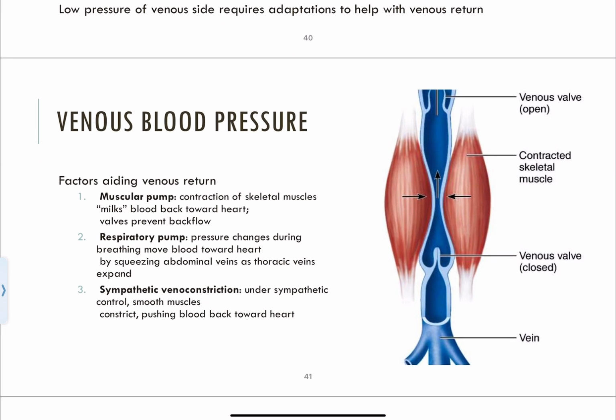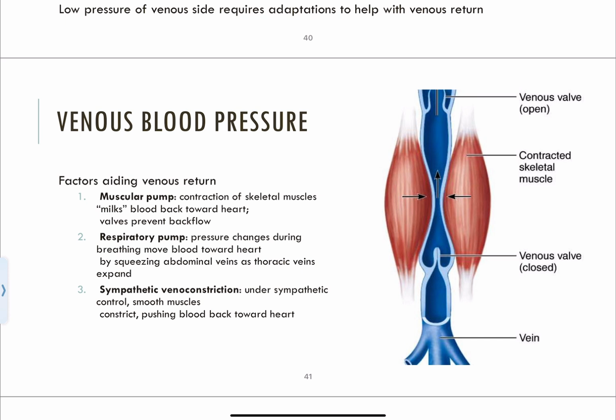So a couple of factors help get our blood from our veins back to our right ventricle. One of them is the muscular pump. So our skeletal muscles actually aid in helping move blood back towards the heart. When our skeletal muscles contract, they squeeze on the veins, pushing the blood forward. And our veins, I don't know if you remember when we were describing the three different types of blood vessels and their characteristics, veins also have valves. So once our skeletal muscle contracts and pushes the blood forward, the valves prevent it from flowing backwards.